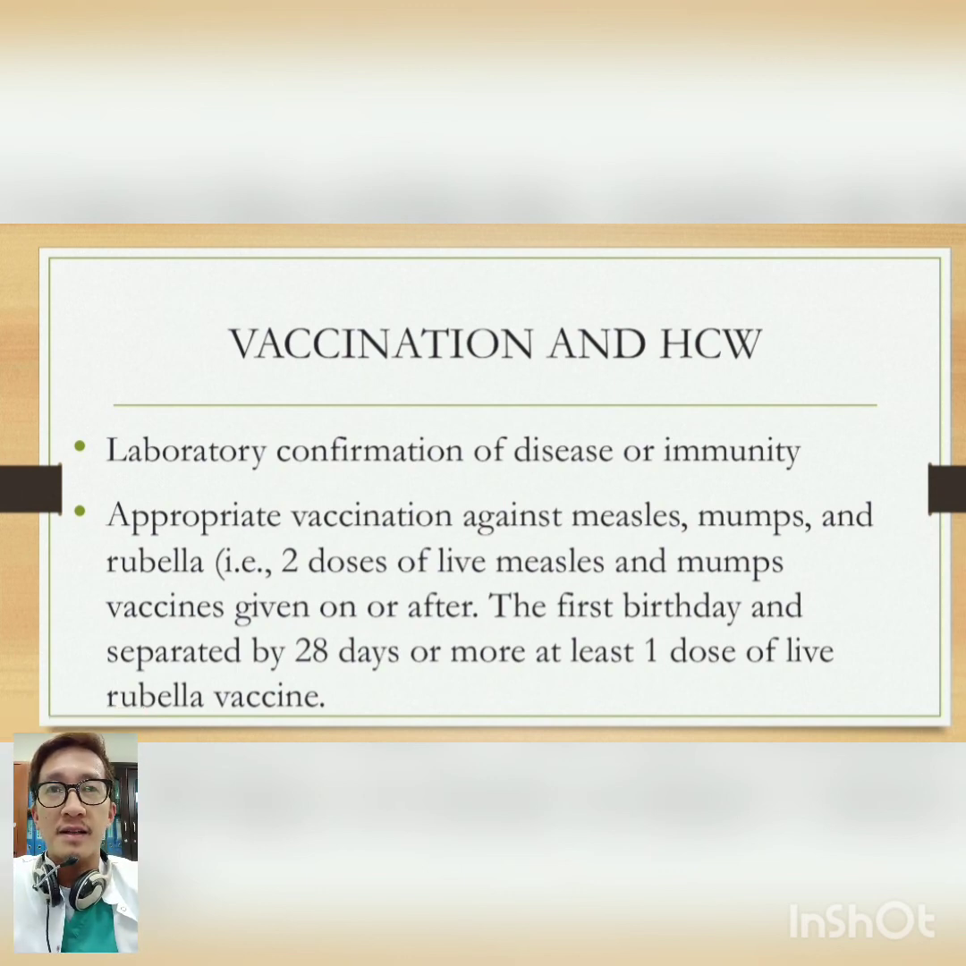Now, as you can see on the slide, the first criterion is a laboratory confirmation of disease or immunity. So, history of having the disease is not one of the qualifications for us to be able to confirm that you are already immune or have already acquired the disease. Okay? You should have a laboratory confirmation of the disease or immunity to measles, mumps, or rubella.